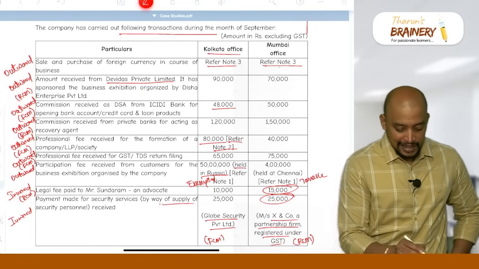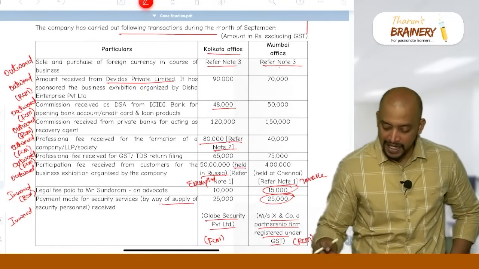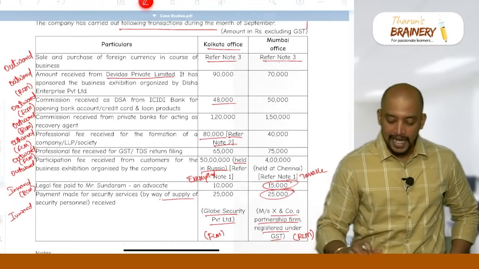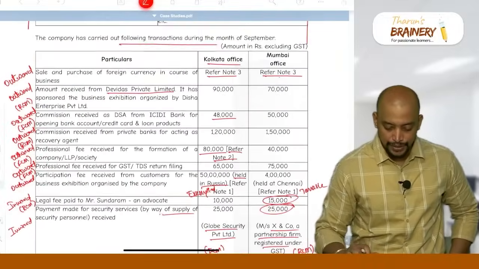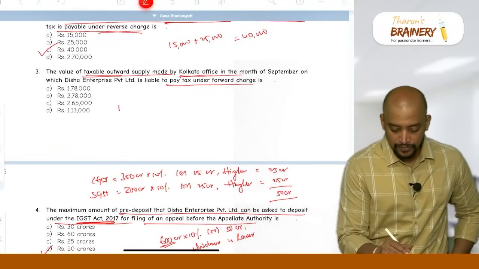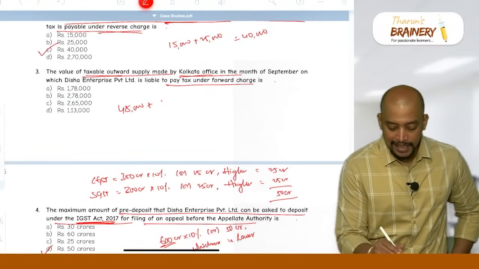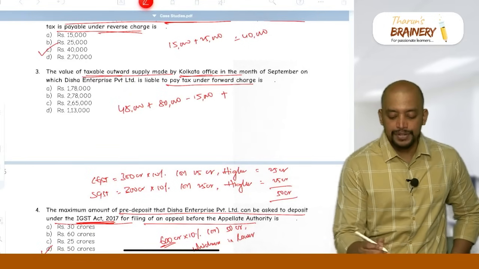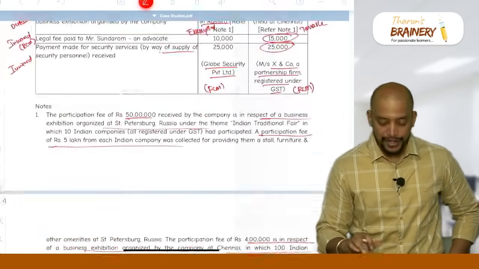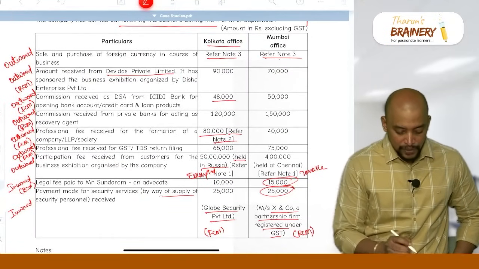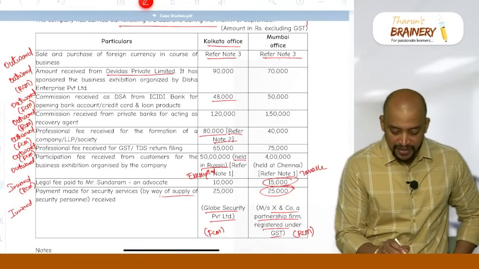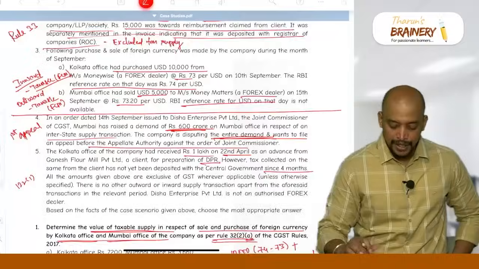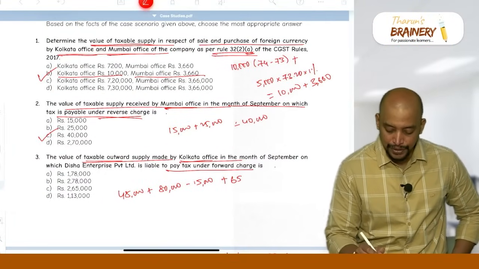48,000. Then this is outward FCM. Professional fee 80,000, but from 80,000 we need to reduce 15,000 expenditure incurred as a pure agent. So 48,000 plus 80,000 minus 15,000. So why 15,000? Because expenditure incurred as a pure agent needs to be reduced. Then next, outward under FCM, professional fee received for GST or TDS return filing 65,000. So that 65,000 also you need to take.